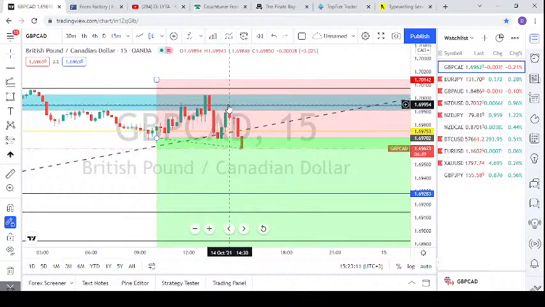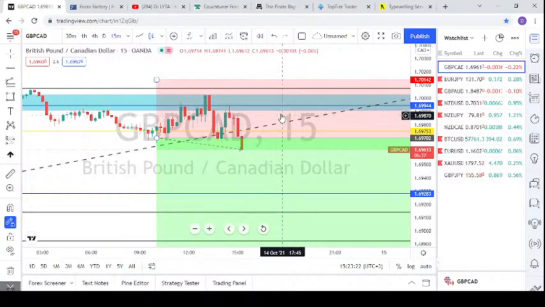This is not a hammer. Why? Because the wick is not twice the real body. Once the wick is twice the real body, then it's a confirmed hammer.